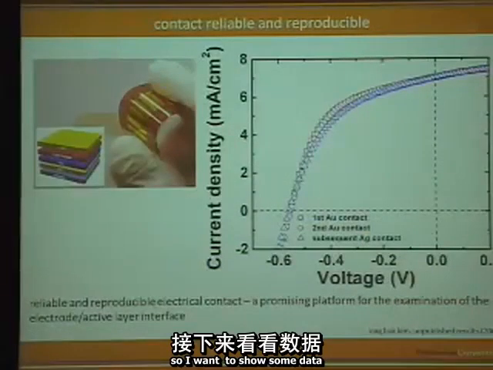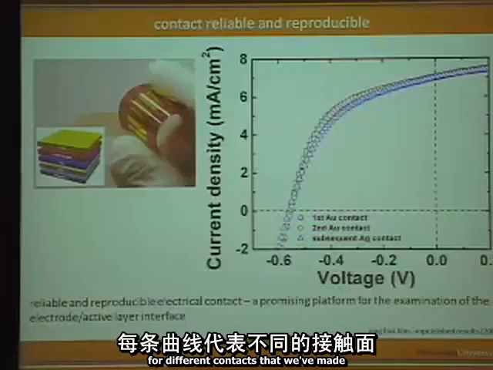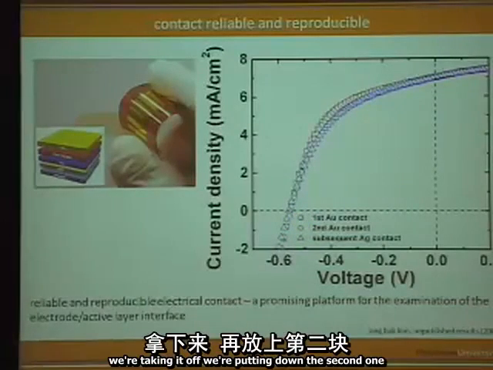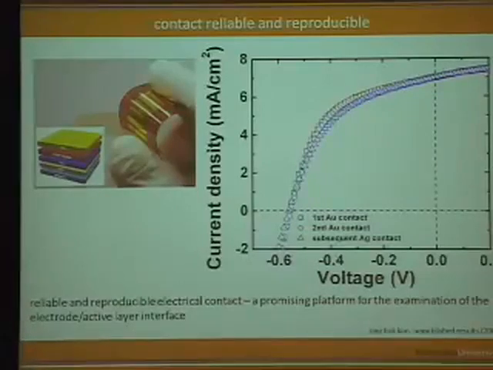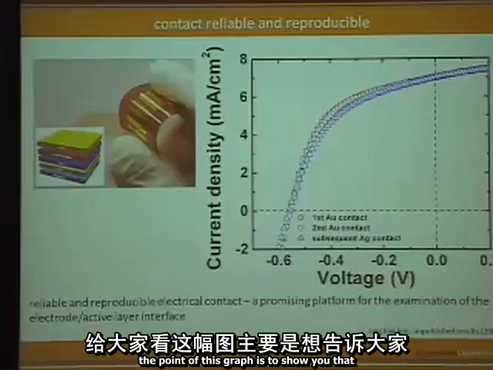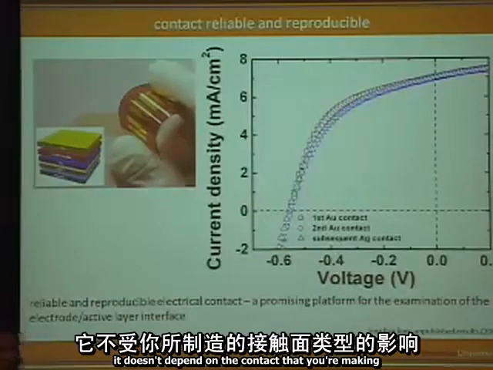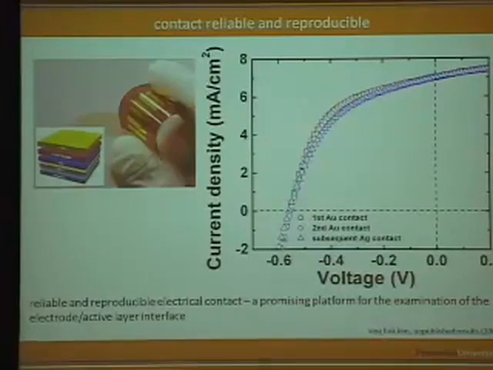So I wanted to show some data. So here are current density plotted against voltage for different contacts that we've made to the same photoactive layer. So we're putting down one contact, we're taking it off, we're putting down a second one, and then we're taking it off and we're putting down a third one. The point of this graph is to show you that this technique is actually really robust. It does not depend on the contact that you're making. What you're testing really is the characteristics of the photoactive layer.